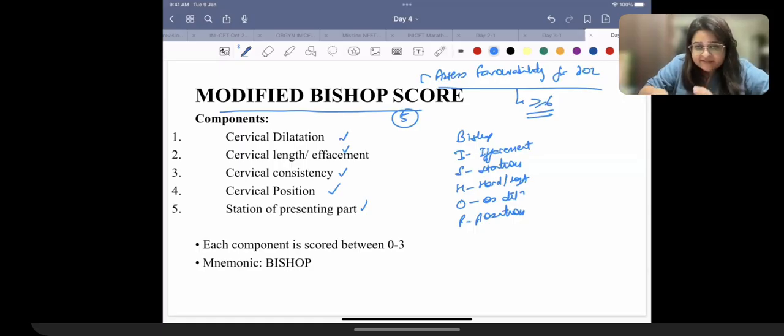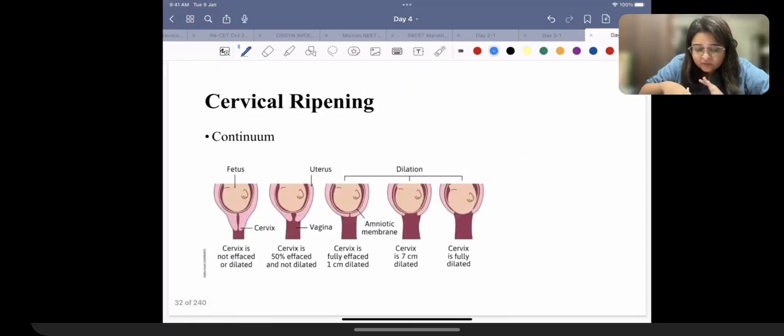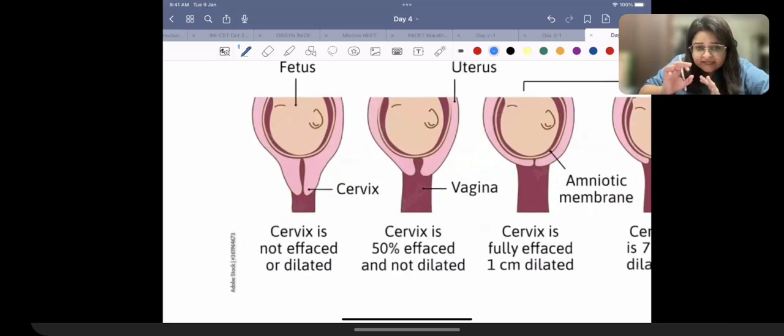So let's discuss each of them. What does cervical dilatation mean? Just look at this picture, then I'll go back. So when a patient is not in labor, this is how the cervix looks. It's long, it's around 4 centimeters long, and the os is closed. This is the internal os, this is the external os, the os is closed. This is neither effaced nor dilated.